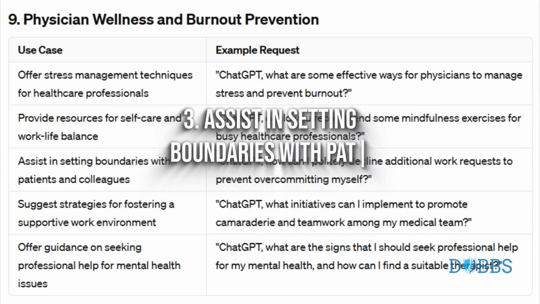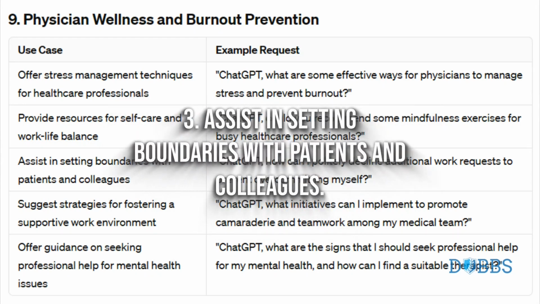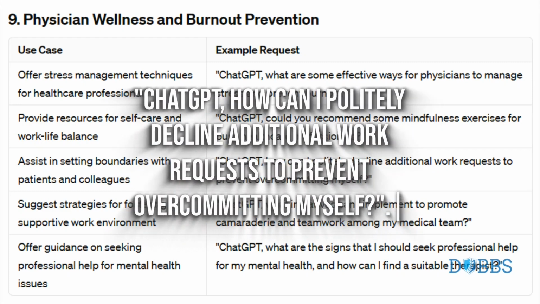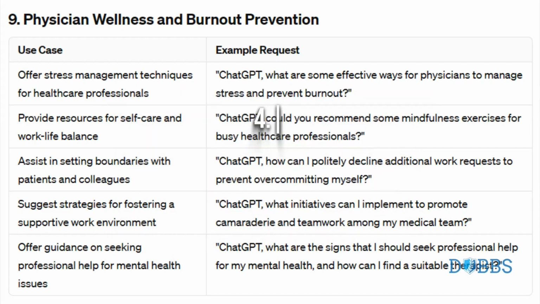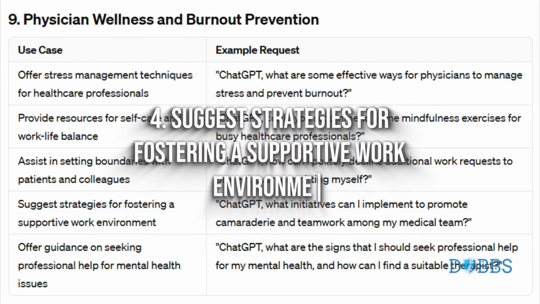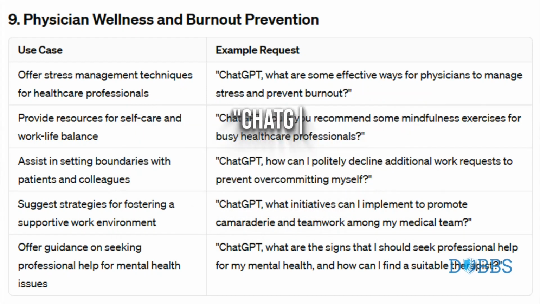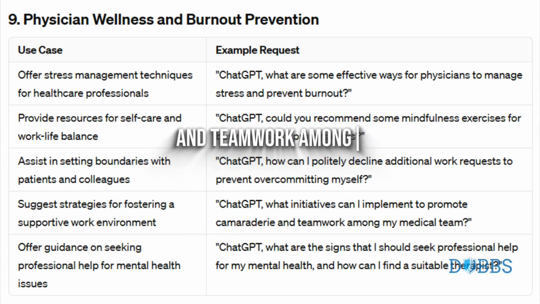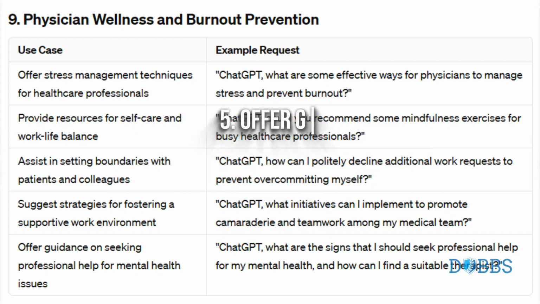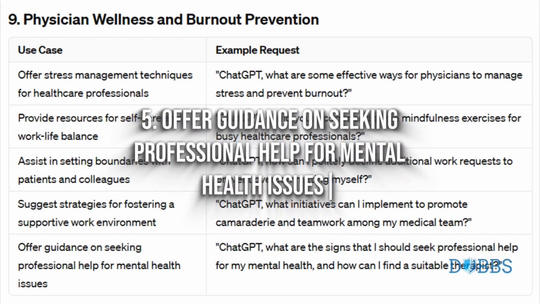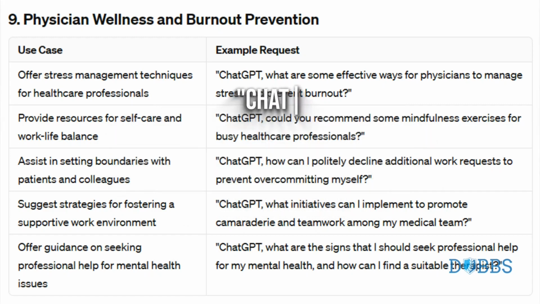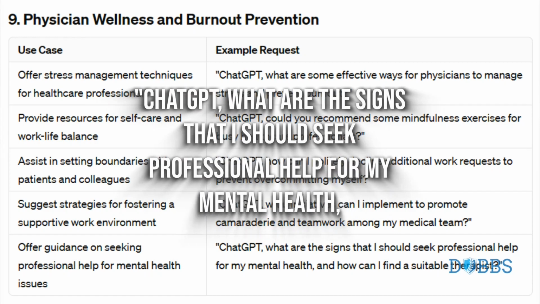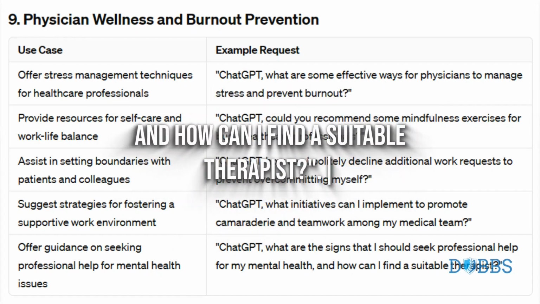3. Assist in setting boundaries with patients and colleagues. ChatGPT, how can I politely decline additional work requests to prevent overcommitting myself? 4. Suggest strategies for fostering a supportive work environment. ChatGPT, what initiatives can I implement to promote camaraderie and teamwork among my medical team? 5. Offer guidance on seeking professional help for mental health issues. ChatGPT, what are the signs that I should seek professional help for my mental health, and how can I find a suitable therapist?